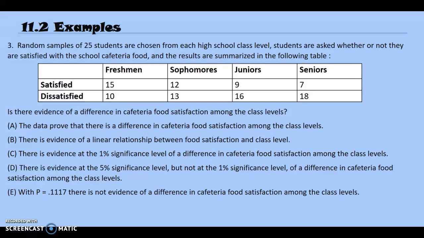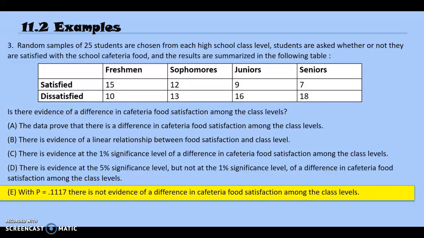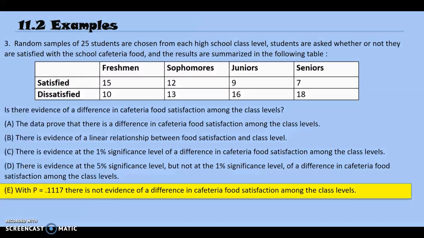If you look at your notes, right above this example there is a demonstration of how to plug this into the calculator to run your chi-squared test when you're working with your two-way table, where you use the matrices. If you run that test, which is typed out for you in your notes, you'll get a p-value of 0.1117, which tells you there's not evidence of a difference in the food satisfaction.